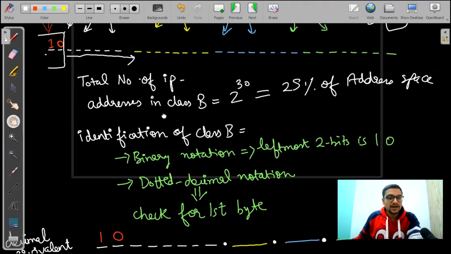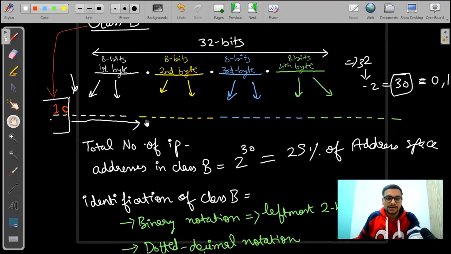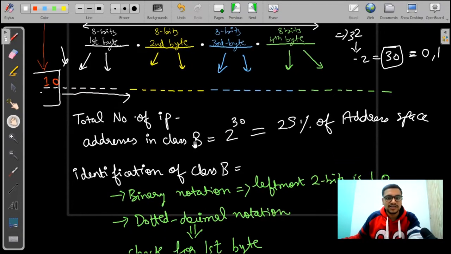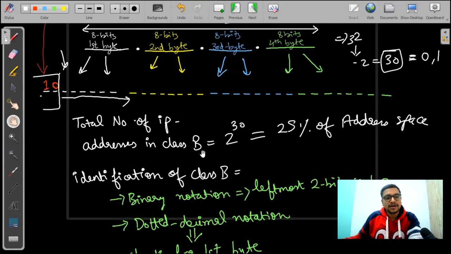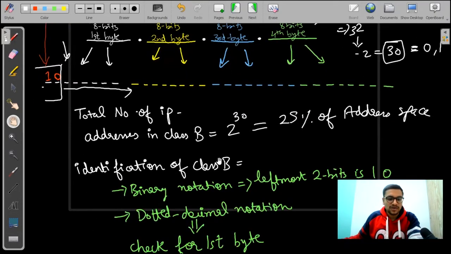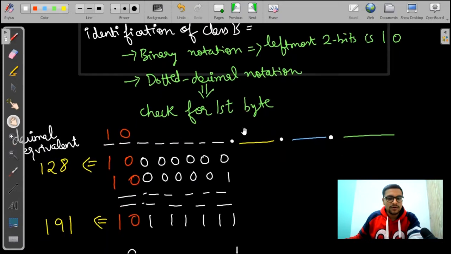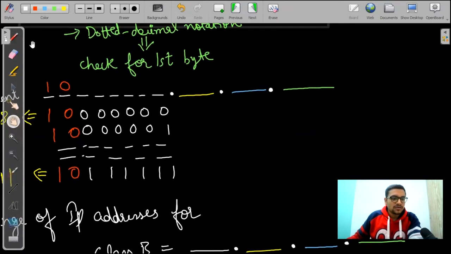But what if we have the dotted decimal representation of the IP address? For the dotted decimal representation, like I told you, we are going to only check the first byte for every IP address, and on the basis of the first byte we can easily identify which class that particular IP address belongs to. Okay, now moving on, for identification of the first byte, like I told you, we are going to expand the first byte into the 8 bits, and the rest of the bytes are going to remain the same.